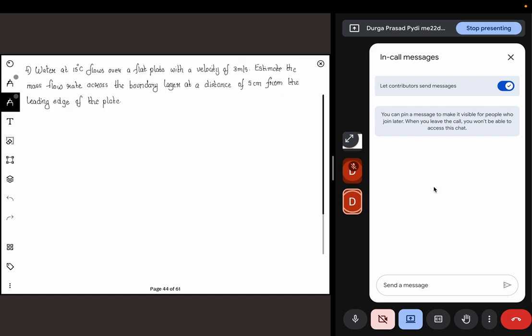This is a very straightforward one. So you have water at 15 degrees Celsius going over a flat plate with a velocity of 3 meters per second. Estimate the mass flow rate across the boundary layer at a distance of 5 centimeters from the leading edge of the plate. So I'm not asking you to find velocity, temperature, heat transfer, skin friction, any of this. I'm asking you to find the mass flow rate. So how do you go about this?